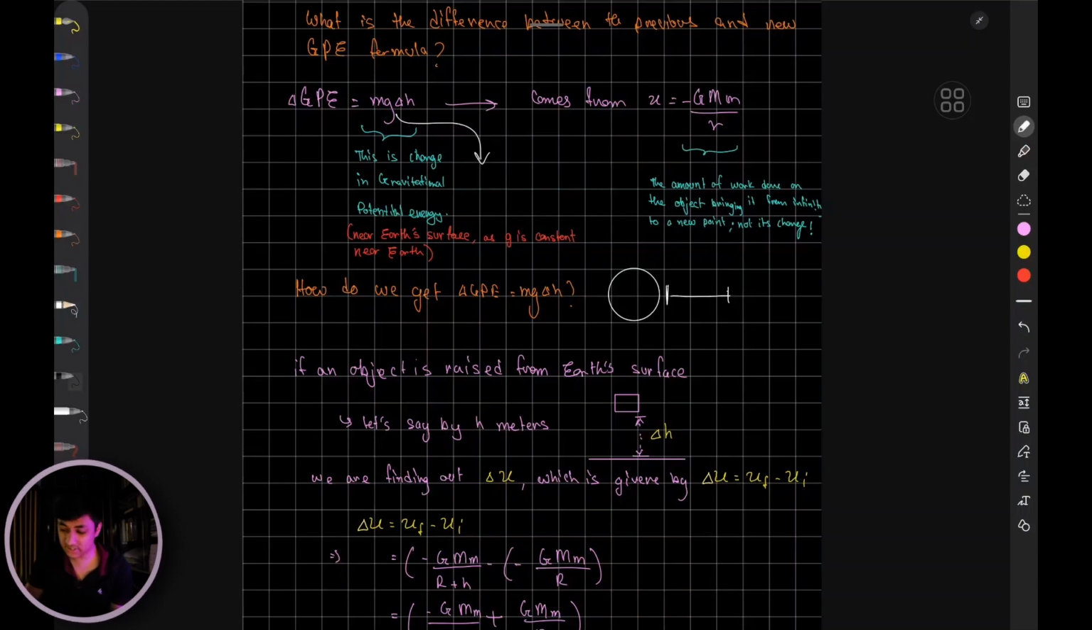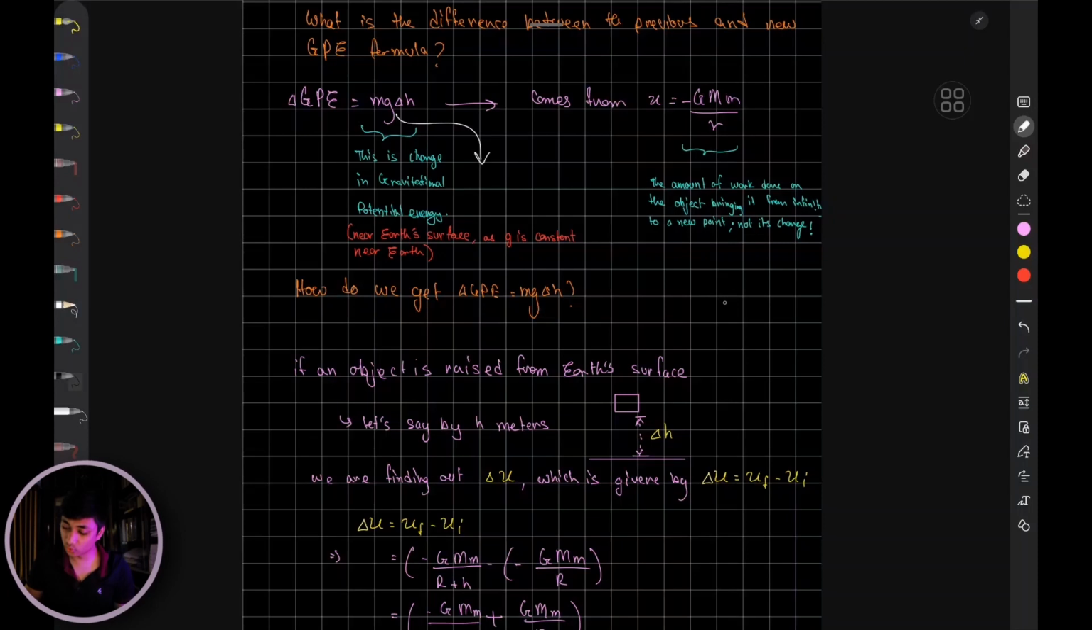So let's say it was initially at a distance of 1 meter away from the surface, and then it went 3 meters away from the surface. In those examples, notice it is moving away. Therefore, you're putting work into the object. You're transferring your energy into the object.